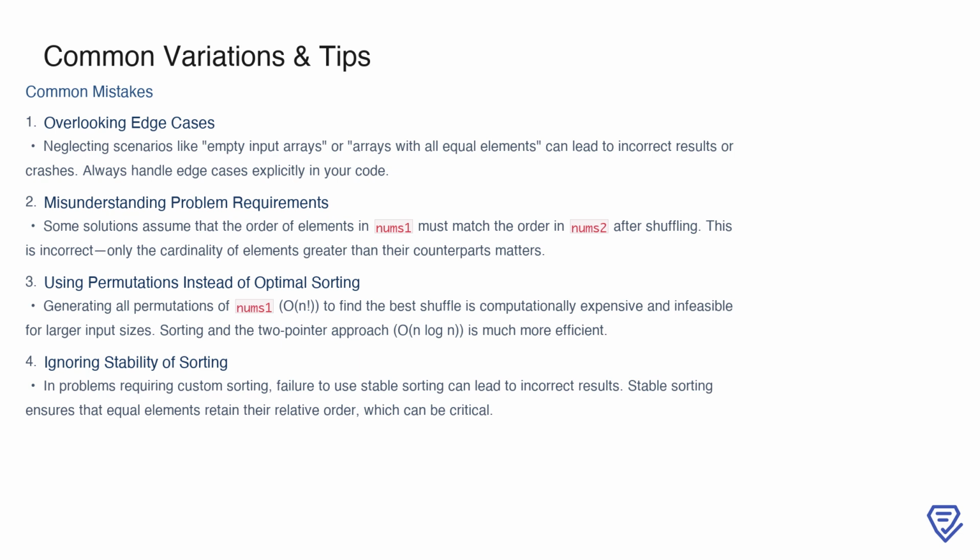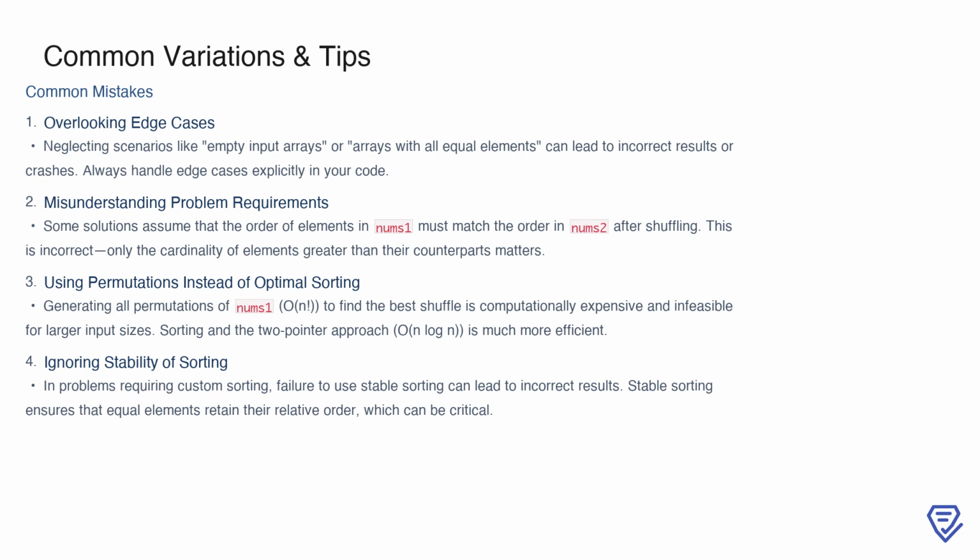Another common mistake is misunderstanding the problem's requirements. Remember, the goal isn't to preserve the order of elements in nums1, it's about maximizing the number of elements in nums1 that are greater than their counterparts in nums2. Misinterpreting this can lead to invalid solutions.